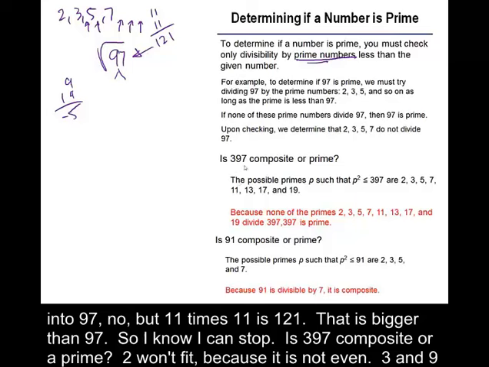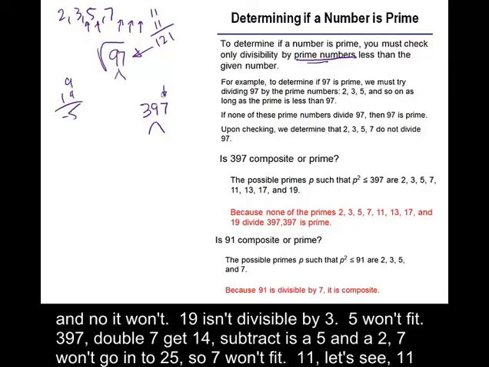Is 397 composite or prime? 2 won't fit because it's not even. 3: 3, 9, and no, it won't. 19 isn't divisible by 3. 5 won't fit.